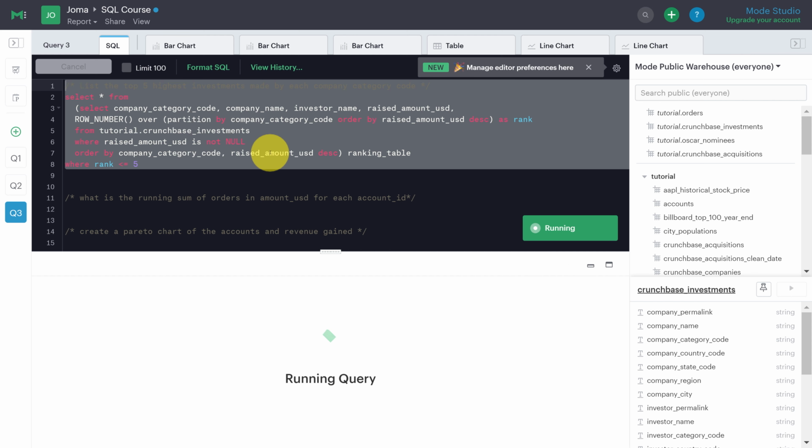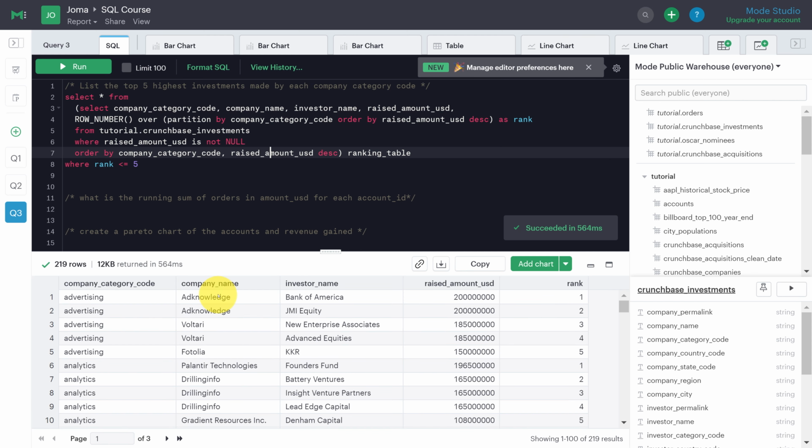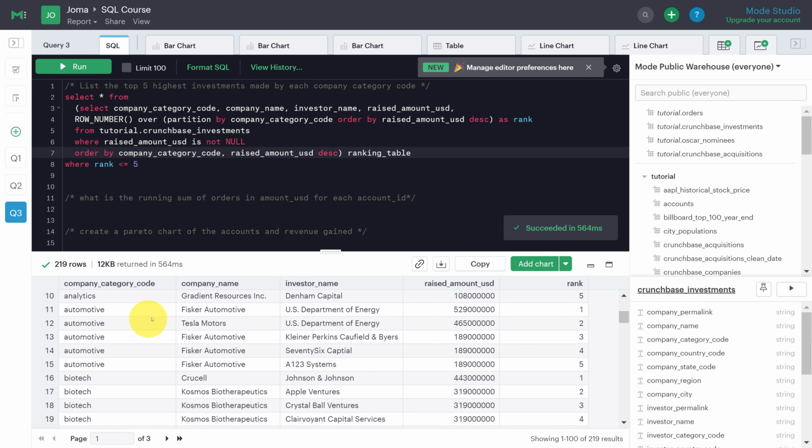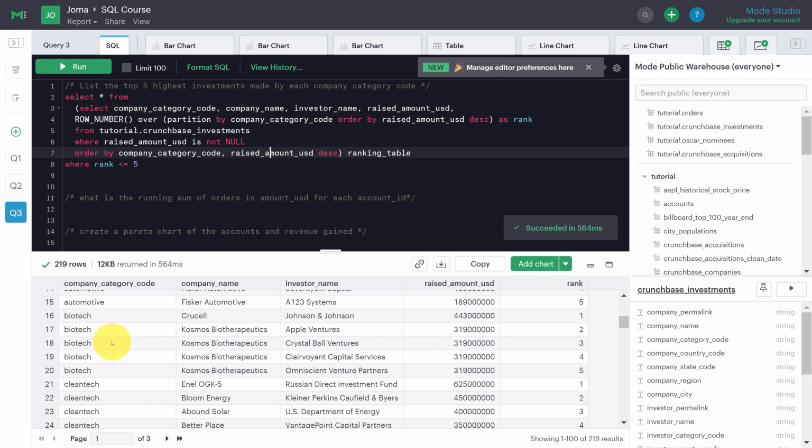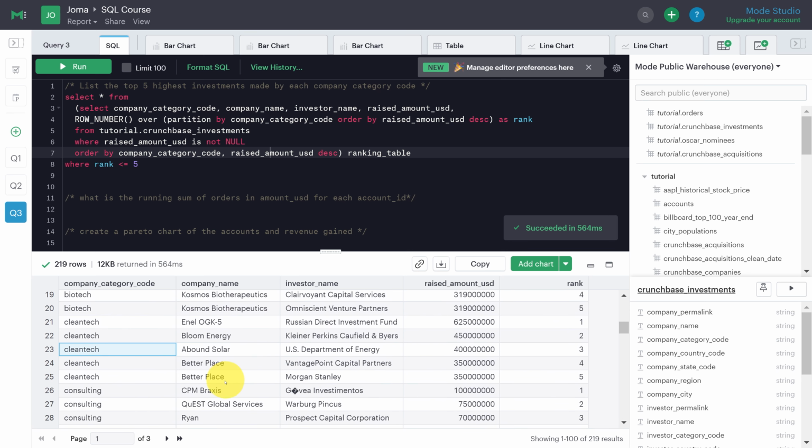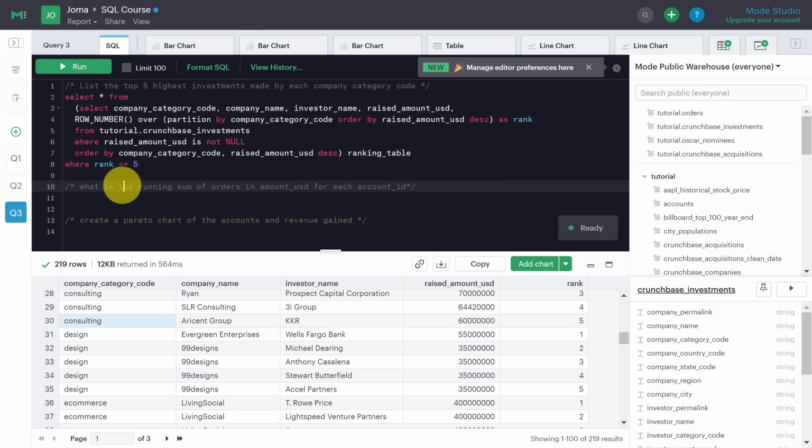Okay, we run this. Aha, there you go. So now we have every transaction, the top 5 transactions from each company category code. Advertising, 1, 2, 3, 4, 5. Analytics, automotive, yeah, biotech. Wow, this is a hotshot company. And then cruise sell, as you can see. All right, cool. So let's go to the next question.